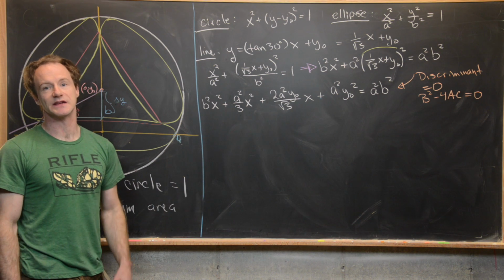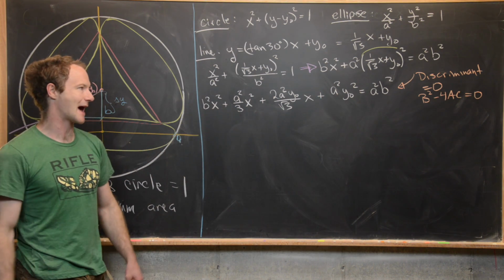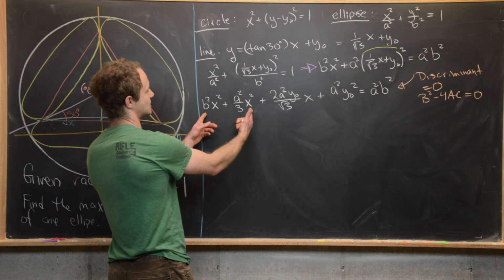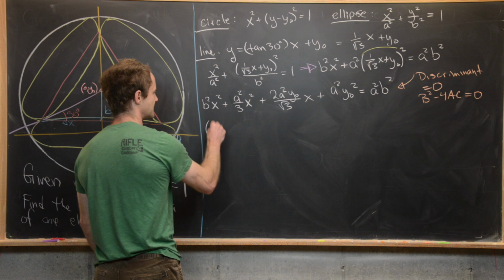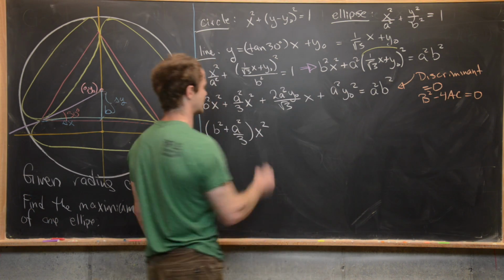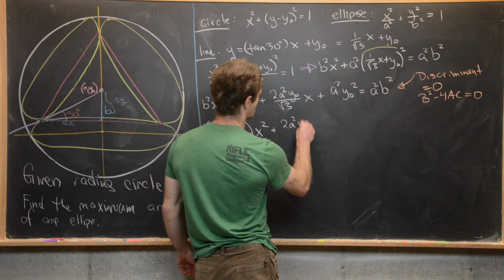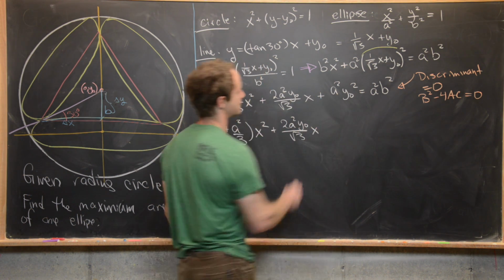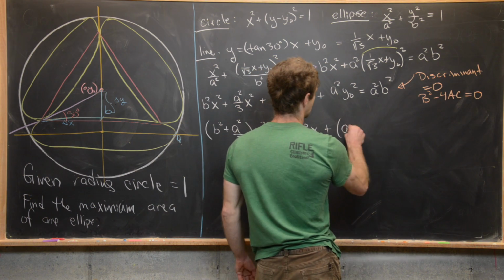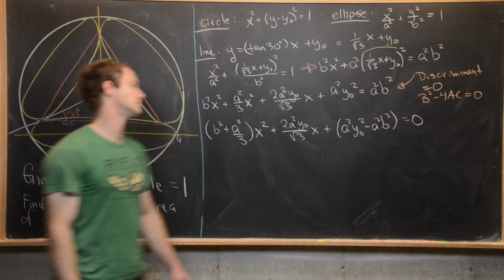But before we can see what that is, we really need to put this in the form of Ax squared plus Bx plus C, where maybe I'm talking about capital A, B, and C here, just so it's not a confusion. So let's maybe combine like terms, look at what our coefficient of x squared is. That'll be b squared plus a squared over 3. Then our coefficient of x is this guy right here. So that's 2a squared y naught over root 3. And then our constant term, after moving this over, is a squared y naught squared minus a squared b squared. So we have all of this is equal to 0.